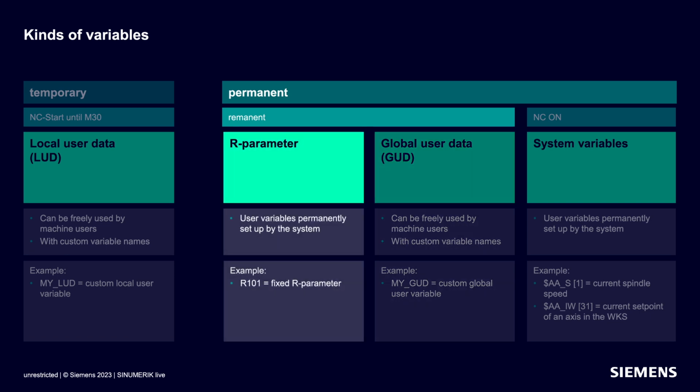Other examples of retentive variables are the R parameters. These are variables that Cinemeric sets up for us users. They've been around since CNCs exist, so they're relics from the old days. However, R parameters are not entirely conflict-free.